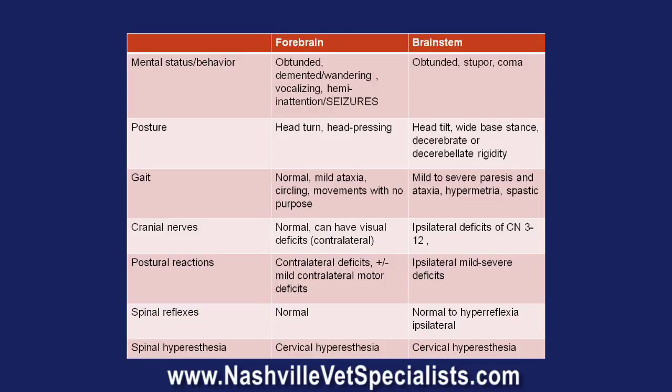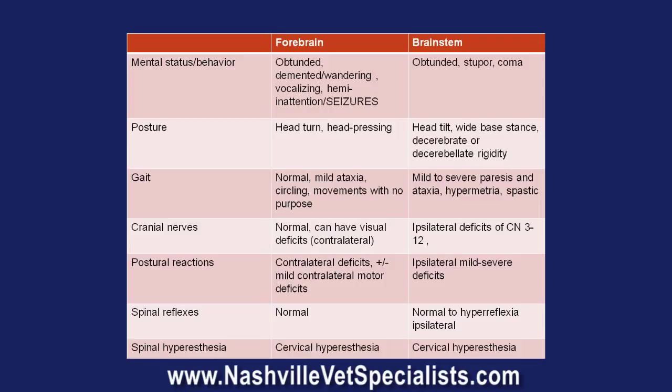The hallmark of a dog with a forebrain lesion is kind of like that video that we saw. It's a dog that for the most part has a fairly normal gait. They're not going to have a significant paresis or ataxia. But they may be circling, they may have an abnormal mentation, they may be head pressing. But for the most part, if you see an animal that's significantly paretic, whether it's hemiparetic or quadriparetic, usually that indicates a brainstem lesion. Other things that tell you that it's forebrain are things like seizures. Typically, visual deficits are going to be more referable to a forebrain lesion.